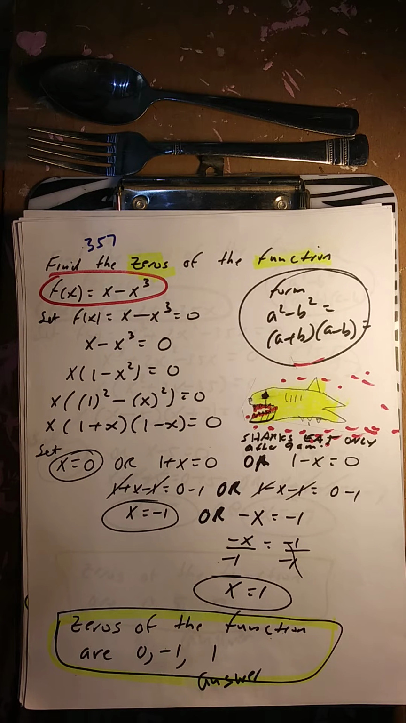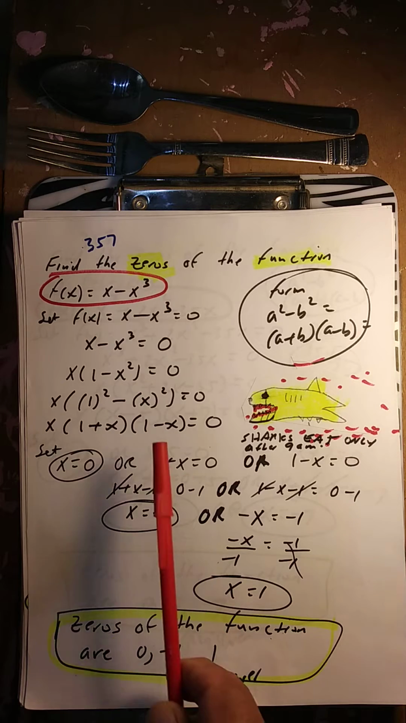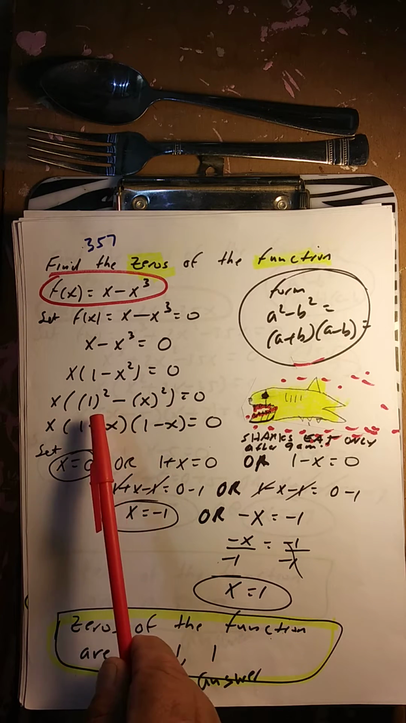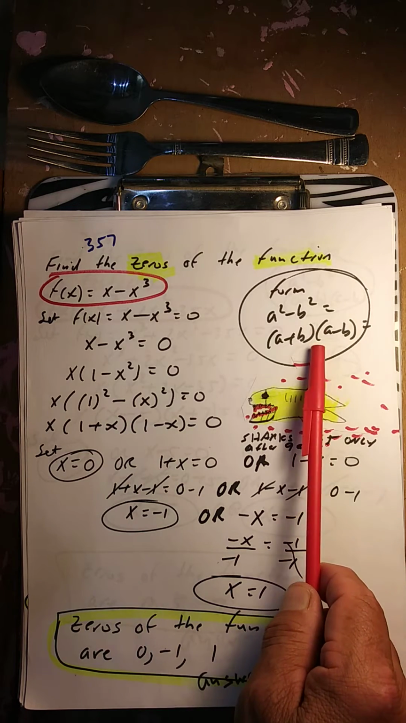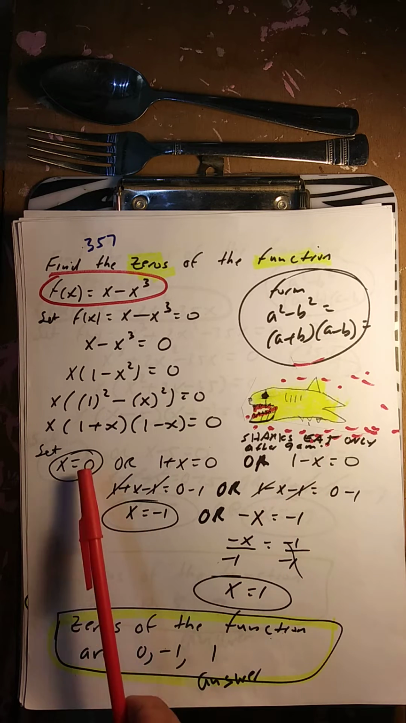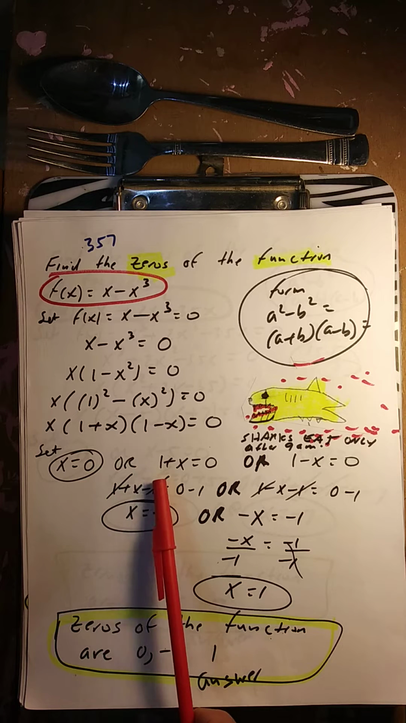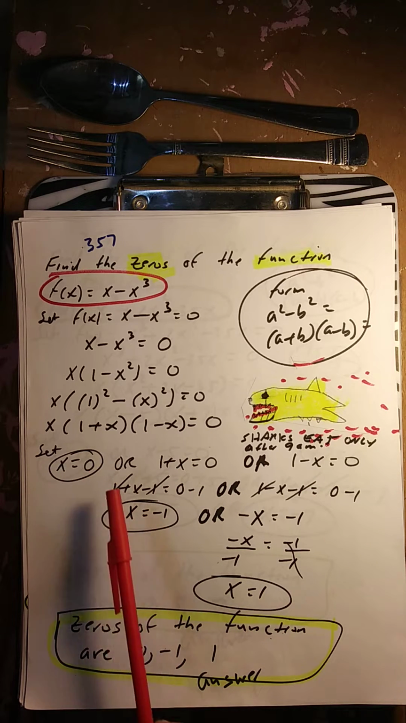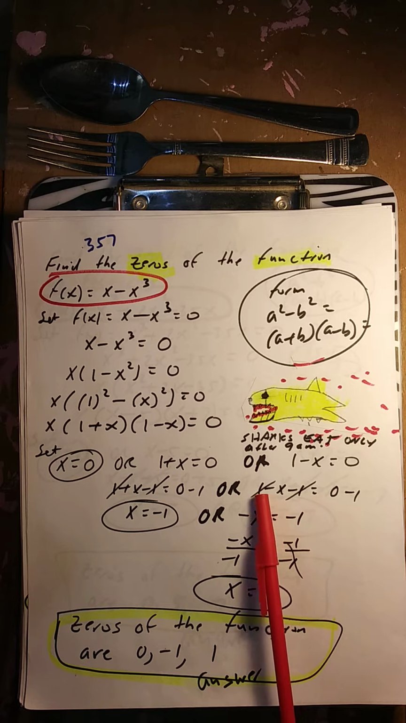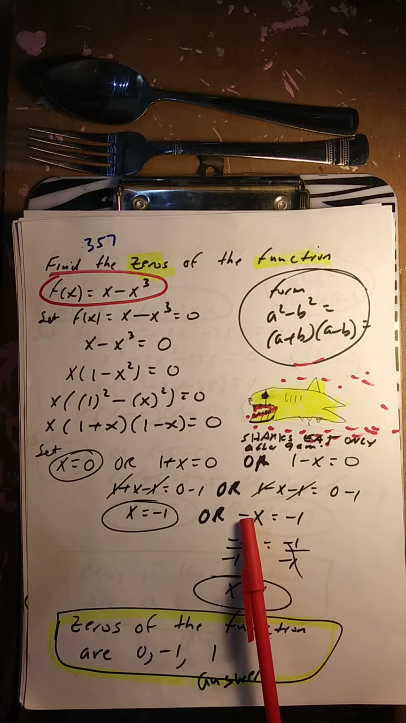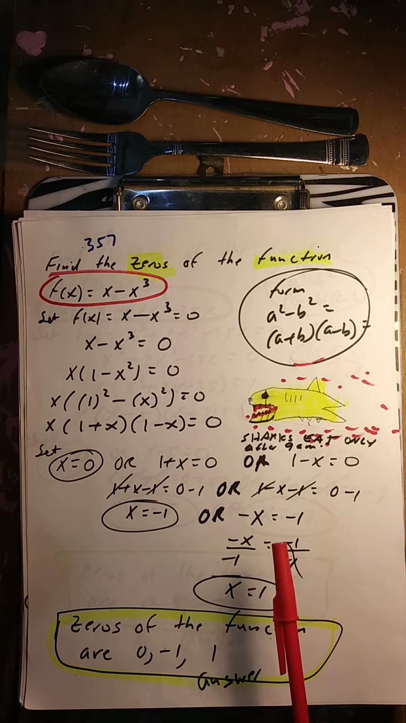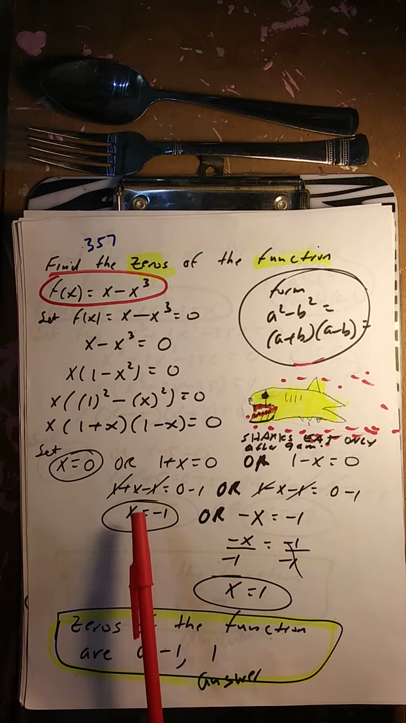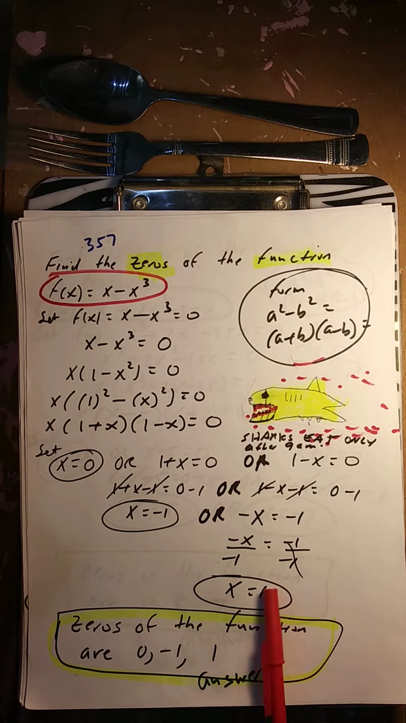Find the zeros of the function. Okay, we need to factor this guy out. So take the x out. We have 1 minus x squared. Rewrite it: 1 squared minus x squared. 1 plus x, 1 minus x, from this formula right here, difference of squares. So we have x equals 0, 1 plus x equals 0, 1 minus x equals 0. This one, minus 1, x equals negative 1. So we got 0, negative 1. This one, we're going to go minus 1, divide by negative 1, so x is 1. So the zeros of the function are what? 0, negative 1, and positive 1.